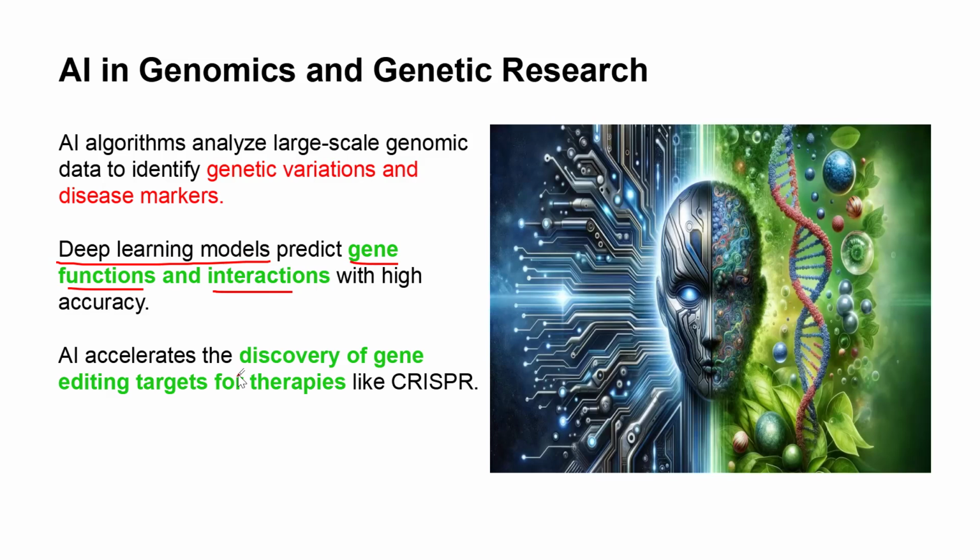So therefore, very importantly, AI accelerates the discovery of gene editing targets for therapies like CRISPR. So with AI, you will be able to discover gene editing targets for therapies, meaning that with AI, it can map a gene and identify editing targets for disease therapies like CRISPR.